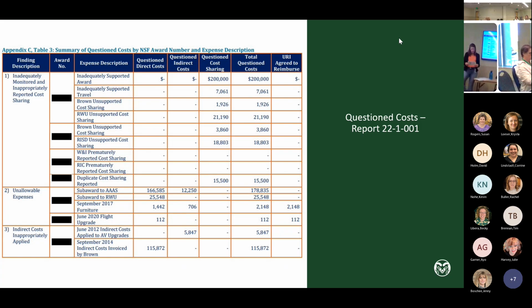And number 3, indirect costs inappropriately applied. This university did an upgrade to their AV system. They bought supplies to upgrade their AV system, but the AV system is capital equipment.